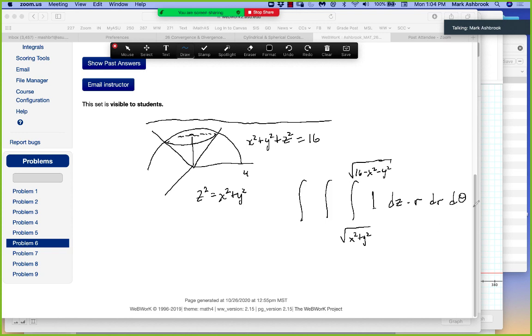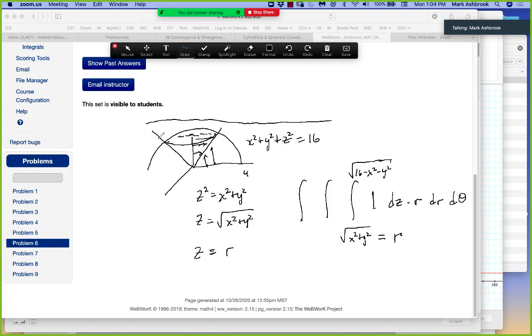But now we have to get those in r and theta. So what is the square root of x squared plus y squared in terms of r and theta? Just r, right? So notice that this cone, z equals the square root of x squared plus y squared, is equivalent to z equals r. So z equals r, meaning the distance you are away from the z-axis is the same as the distance you are up.